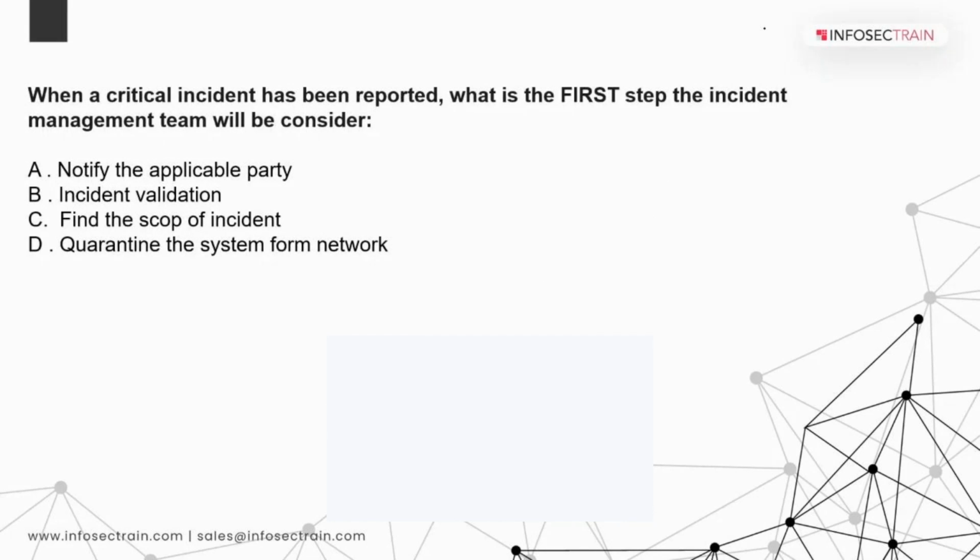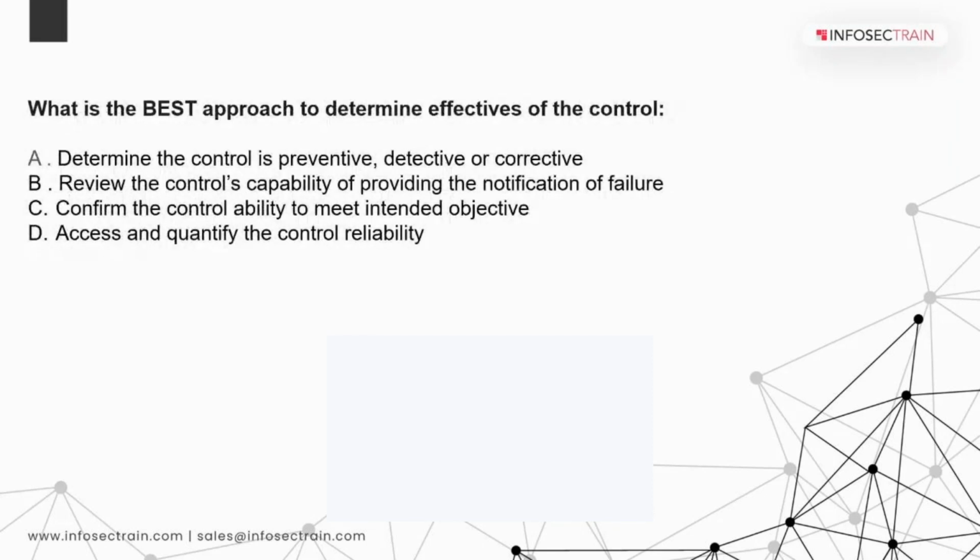Okay, question. For any incident, what is the first step? You have to validate, and after that you have to take further action. So answer is B, because incident management we have already discussed. First you have to identify, first validate, and after that you do your containment things. Okay. Question. Last one.